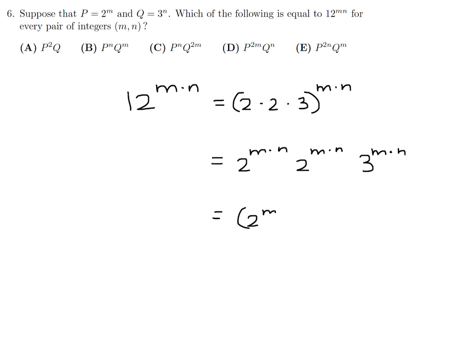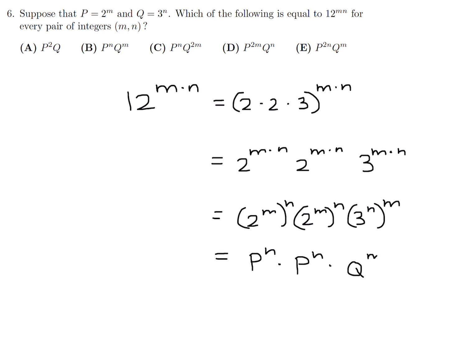2 to the power of m to the n, 2 to the power of m to the n, but this one, 3 to the power of n to the m. If you do that, we can now substitute our P's and Q's. This becomes p to the power of n, p to the power of n, and q to the power of m. So this finally becomes p to the power of 2n times q to the power of m. And that is choice E for number 6.